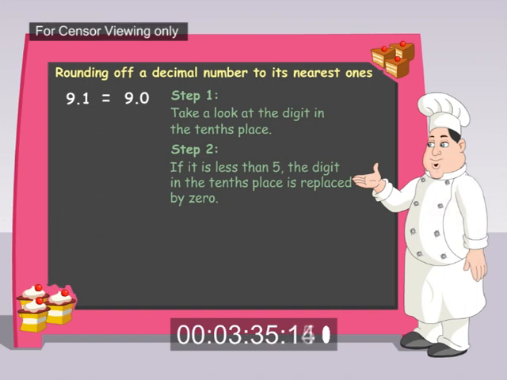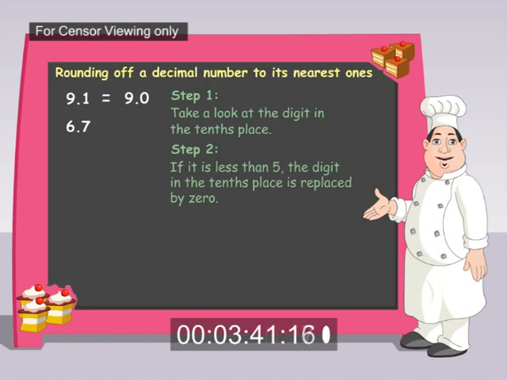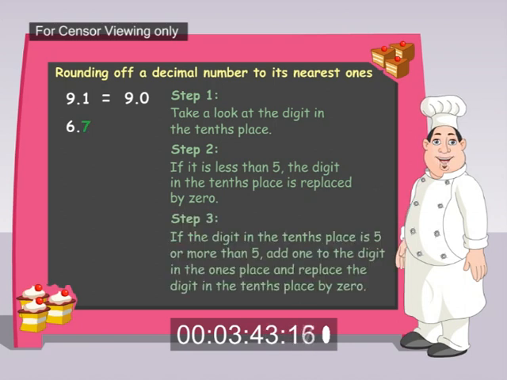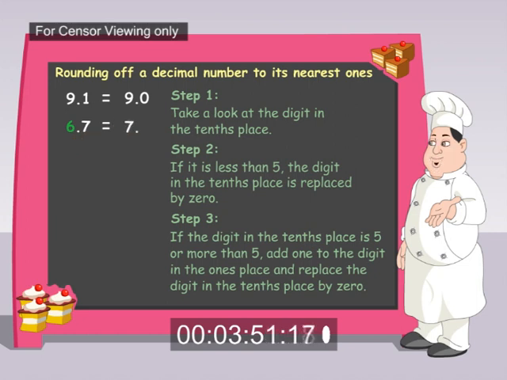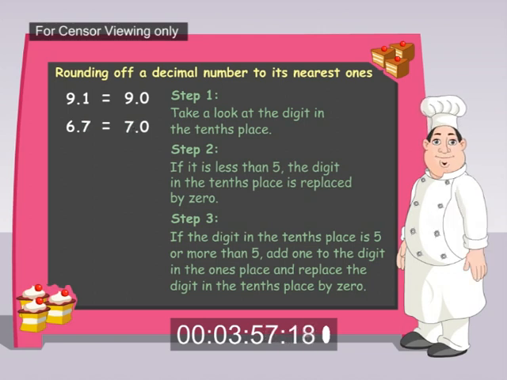Now, let's look at 6.7. Here, the digit at the tenths place is more than 5. So we add 1 to the digit in the ones place and replace the digit in the tenths place by 0. 6.7 becomes 7.